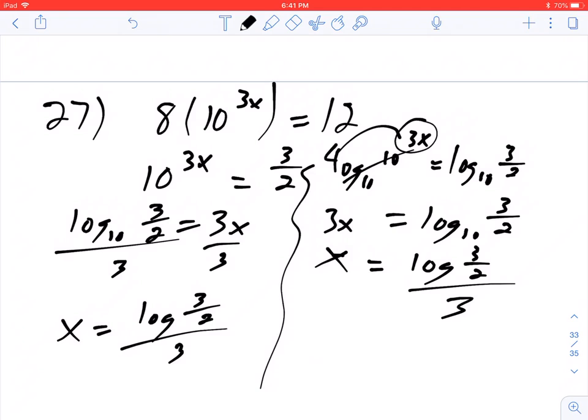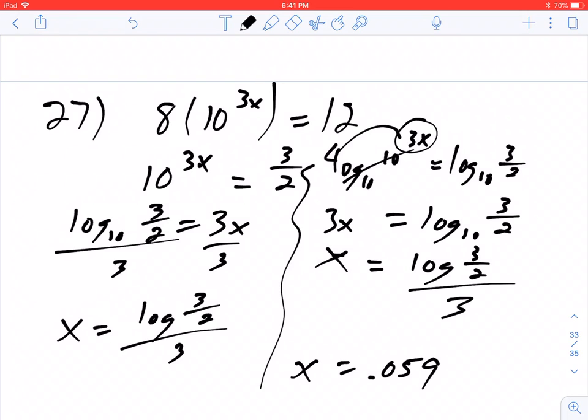Now this is a bit tricky to type in. You want to start by typing in log of 3 divided by 2, close out your parentheses, hit enter, and then divide that answer by 3. And when you do that, you're going to get x equals 0.059, 3 decimal places. So there was 27.